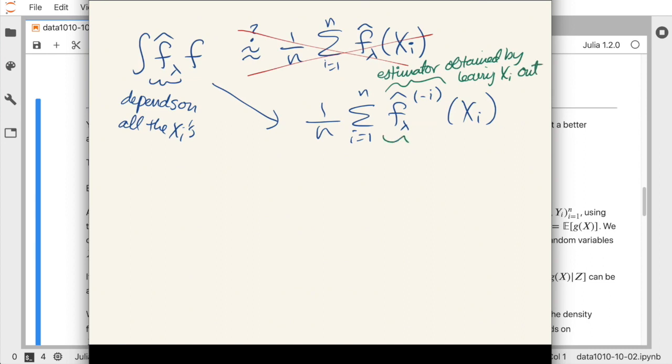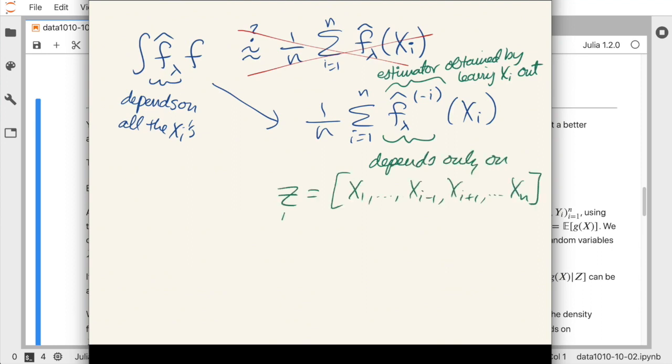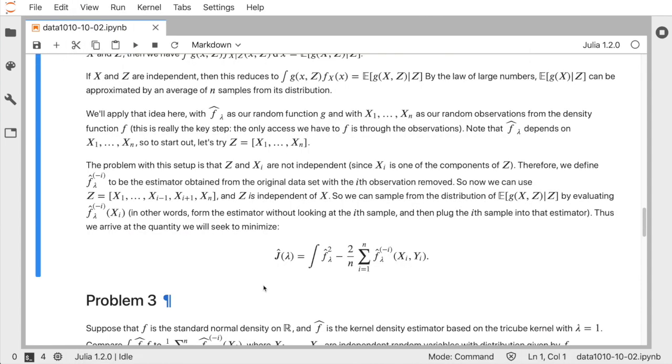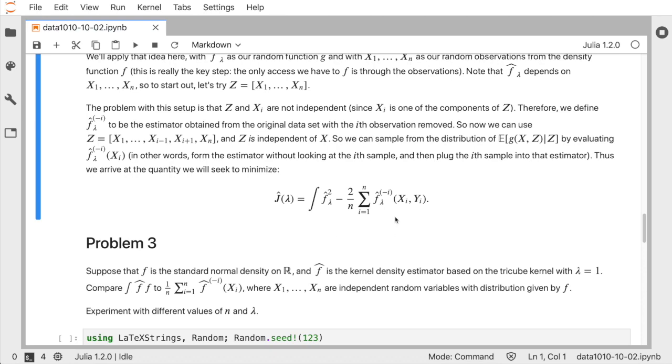And now this approximation is fine because f hat minus i depends only on all the x's other than xi. And now this random variable z really is independent of xi. So in the end, we arrive at this quantity that we want to minimize. The integral of f hat squared, that was that third term that we said we could approximate just fine. And then minus 2 times 1 over n times the leave-one-out estimator evaluated at the ith observation.